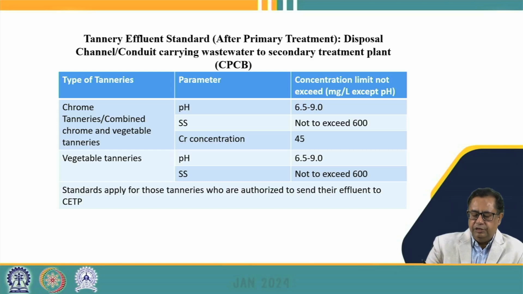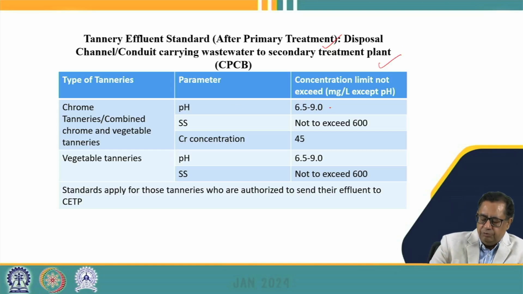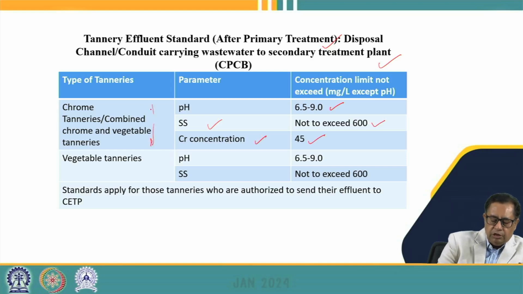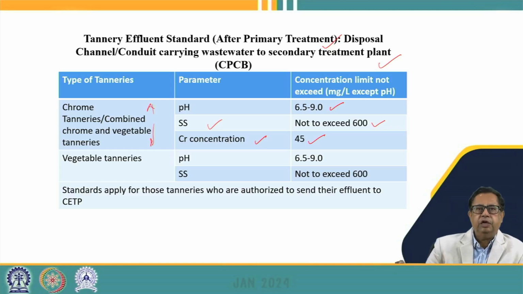So if we talk about the standards, if we are having facilities like a common effluent treatment plant, in that case it is possible that we may only go for the primary treatment, after which it is carried to the secondary treatment plant. If we are only doing the primary treatment of the tannery wastewater, in that case the pH should be between 6.5 to 9. Suspended solids should not exceed 600 milligrams per liter. The chromium concentration should not exceed 45 milligrams per liter. This is applicable for industry which is having chrome tanning, or a combination of chrome as well as vegetable tanning. In that case, these are the standards which need to be followed after the primary treatment process.